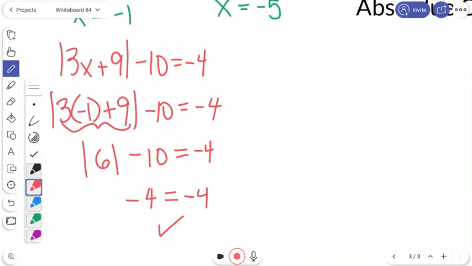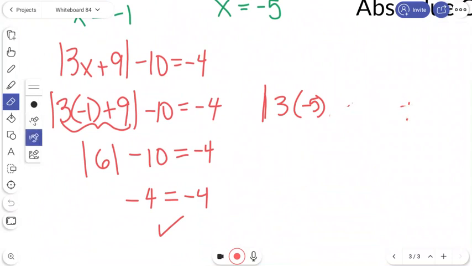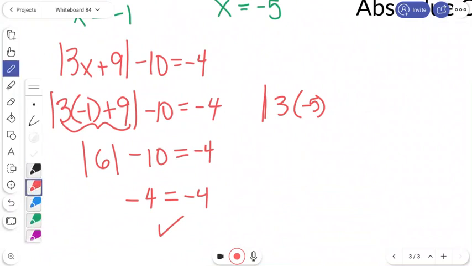Let's sub in our other answer choice. We're supposed to have the absolute value of 3 times negative 5, that absolute value minus 10 should equal negative 4 as well. Oops, I forgot my plus 9. Hold on, guys. So sorry. So the absolute value of 3 times negative 5 plus 9 minus 10 should equal negative 4. So let's see if that works.